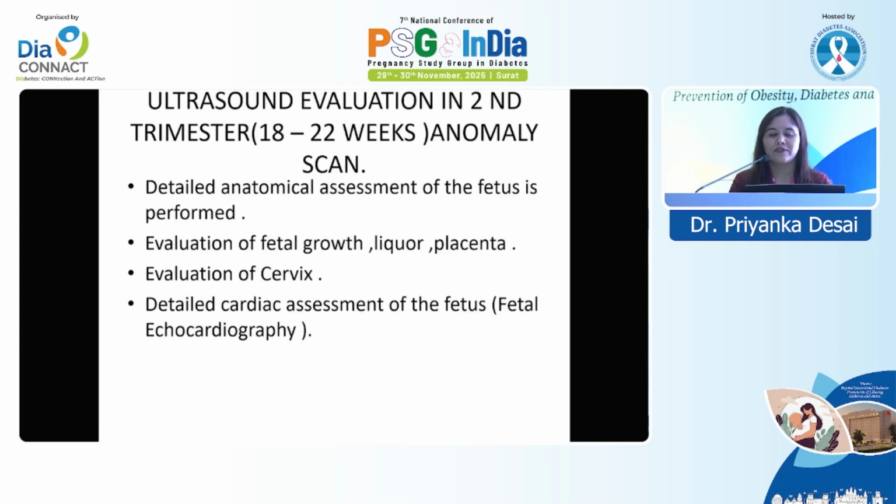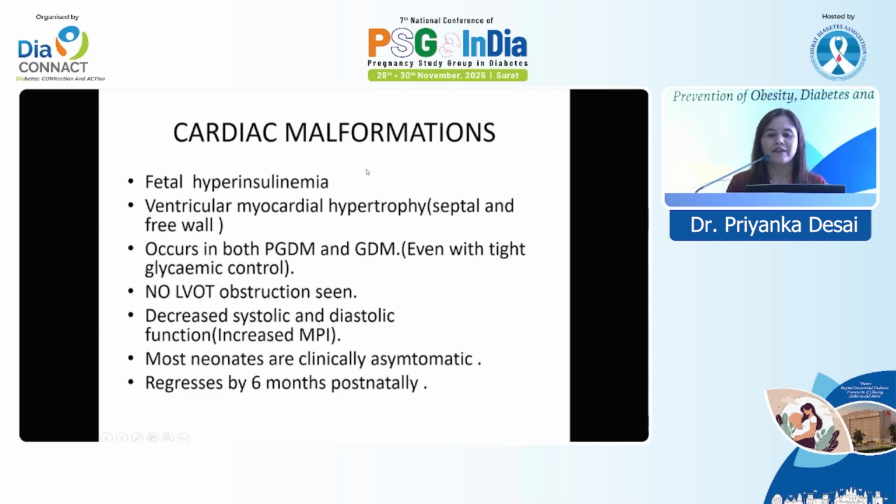So coming to ultrasound evaluation in second trimester, that is at 18 to 20 weeks. We do a detailed anatomical assessment of the fetus. We look for the fetal growth, liquor, placenta, cervix, and a full fetal echo is done. So what are the cardiac malformations which are common in a diabetic mother? Mainly there is fetal hyperinsulinemia, which causes ventricular myocardial hypertrophy of the septal wall and less commonly of the free wall. And this occurs in both pre-gestational diabetes, that is PGDM, and GDM.